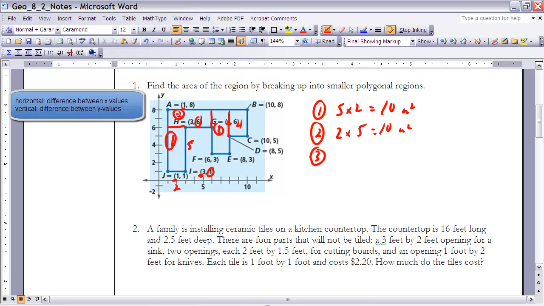So if I look at the width of rectangle 3 going from 6 to 8, that would be 2 units. And then looking at it vertically now, I'm going from 3 up to 8. Okay, that is also 5 units, therefore that is 10 square units. And then finally rectangle 4, I'm going from 8 to 10, so this is 2 units. And I'm going from 5 to 8, so this is 3 units. So the area of rectangle 4 is 2 by 3, or 6 square units. And then to find the area of the whole thing, I can add those up, which would be 36 square units.